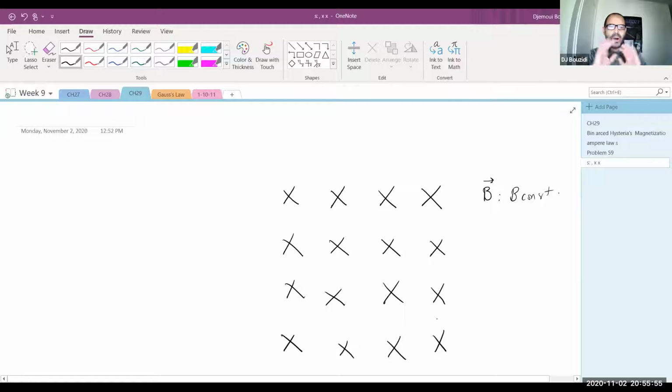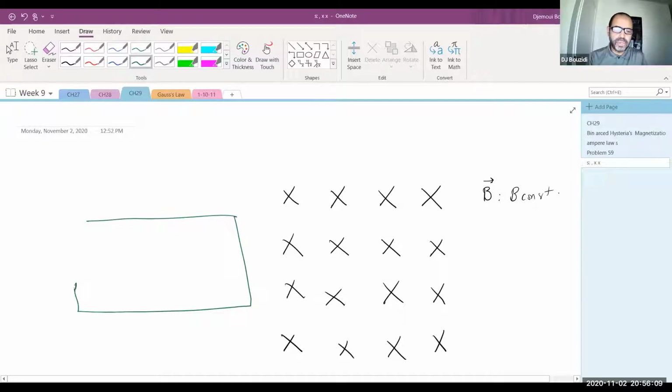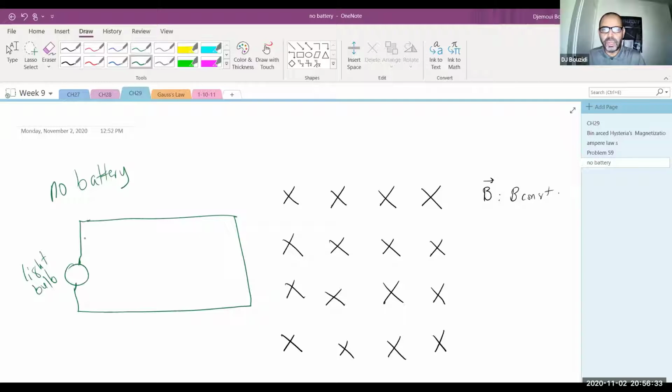So this is what I'm going to do. I'm going to take a wire, a simple wire. Here is a wire. Just for illustration purposes, I'm going to put a light bulb in here. So this is a light bulb. And to emphasize the fact that there is no battery: if this wire is sitting by itself and connected to a light bulb, nothing happens. At this point, there is no current flowing through this circuit.